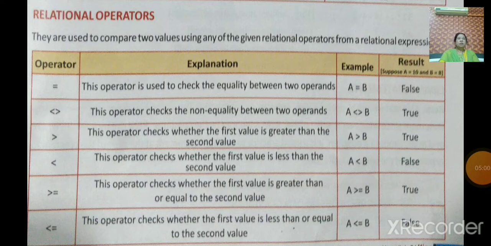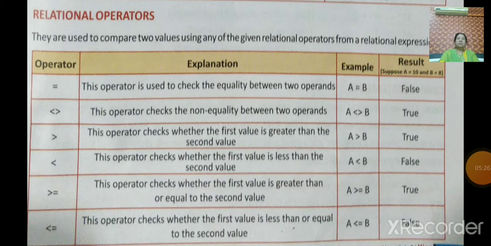Now you can take a first example, 10 and 8. For example, A is 10 and B is 8. Then the statement, is it equal? No, the statement is false. Same thing, you can see the second operator, non-equality between two operands, right? The first number is 10, the second number is 8, they are not equal, so that statement is true.